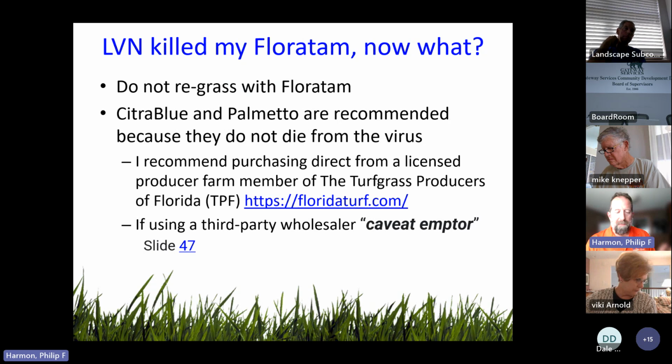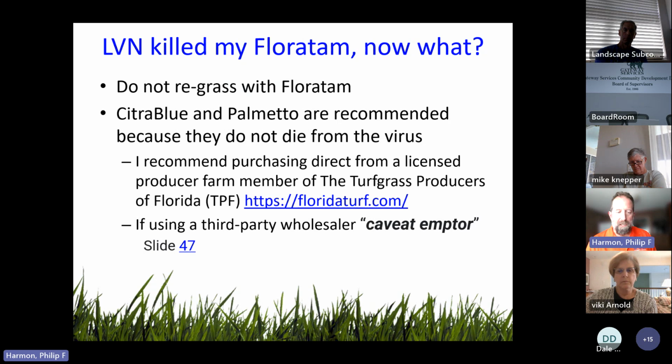And there are many other varieties of turf that include St. Augustine grass and other species of turf grass that do not die from this disease and that we can use to regrass lawns. What we're currently suggesting folks consider is either Palmetto, which is an industry standard variety that has been around a long time, that does not die from lethal viral necrosis, has other positives and negatives that we'll discuss, and is an option for us to consider when replacing Floratam that's died.